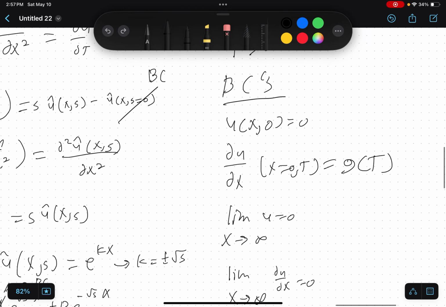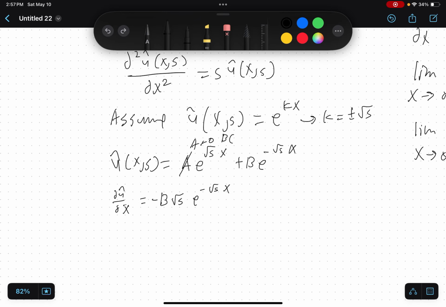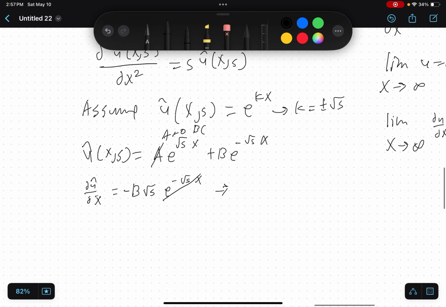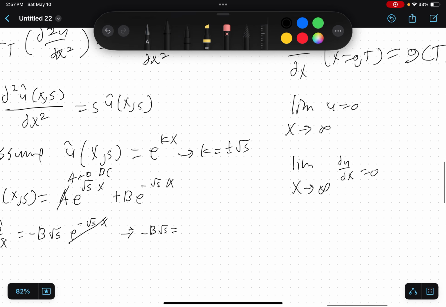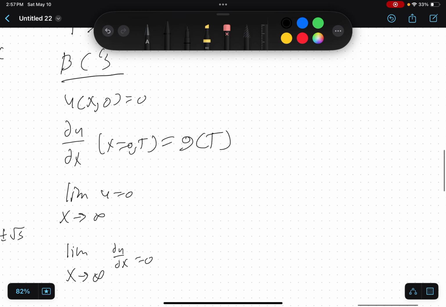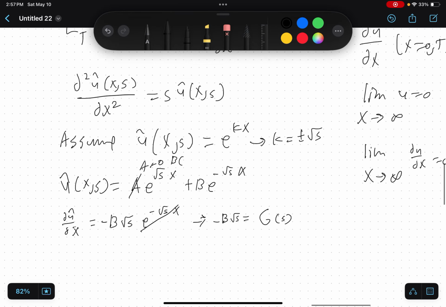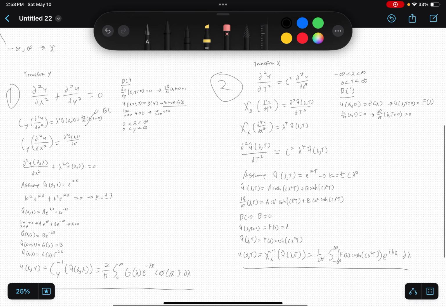All right, what do we have next? Then we plug in this. X equals 0 equals that function. So x equals 0, this whole thing goes to 1. I'm skipping a lot of steps here. This is not how I would write it if I'm doing it for the first time. But we get negative b root s equals transformed g of s. Because when we transform it, this goes to g of s. I'm skipping so many steps for this problem. When you're solving it, solve it how I did here, where I wrote out every single step.